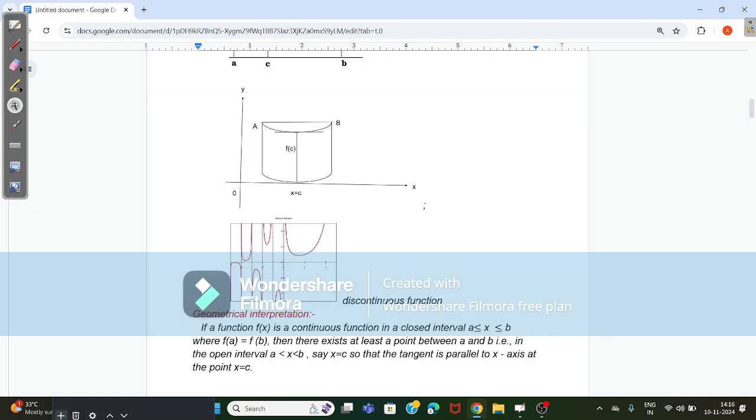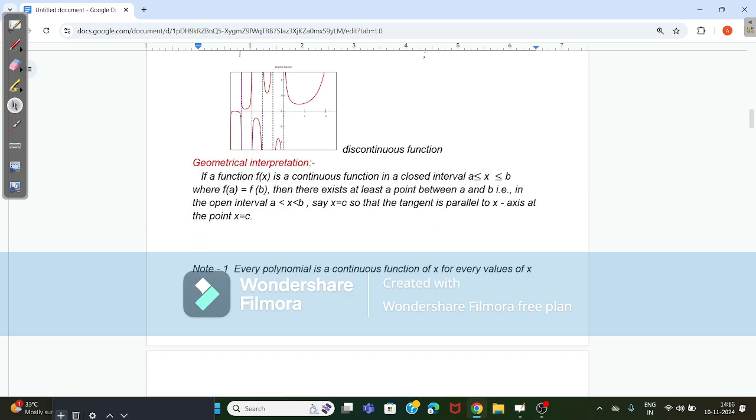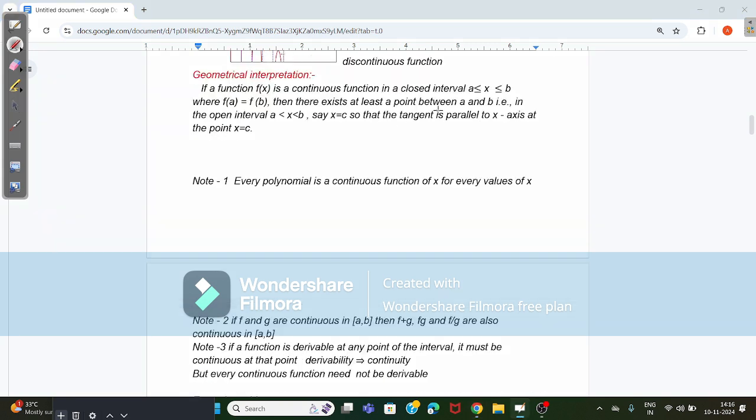This is another example of a discontinuous function graph. The lines will come in this form. Now the geometrical interpretation: a function f of x is continuous in the closed interval, where f of a is equal to f of b, then there exists at least a point between a and b, that is in the open interval a to b, say x equals c, so that the tangent is parallel to the x-axis at the point x equals c. I have shown you the tangent drawn parallel to the x-axis.